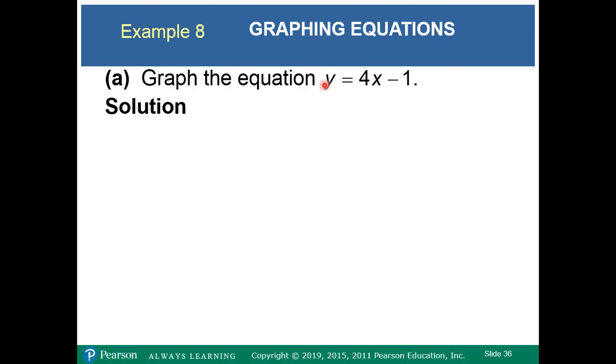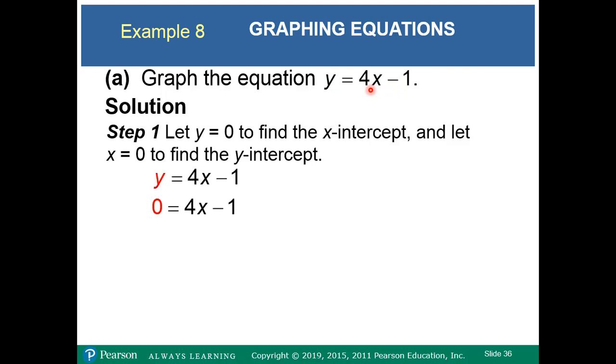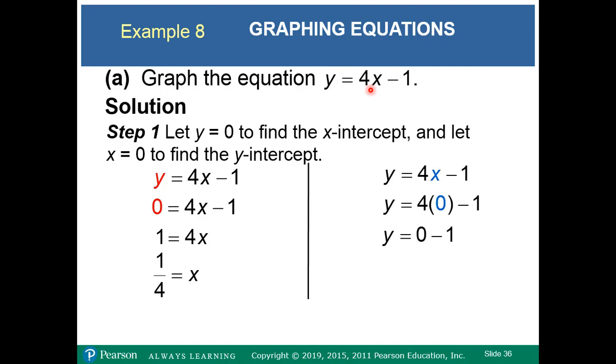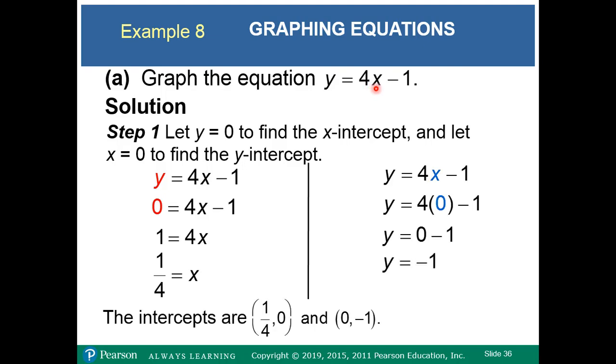And when this is 0, what do we get? We get 1/4, so we get the x-intercept, x equal to (1/4, 0). So the intercepts are going to be (1/4, 0) and (0, -1).